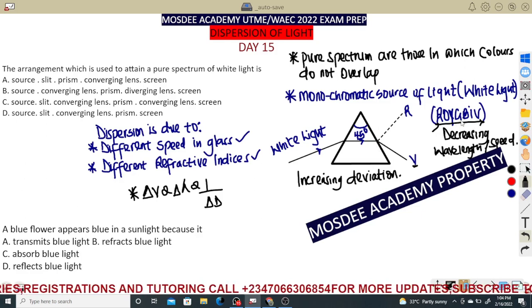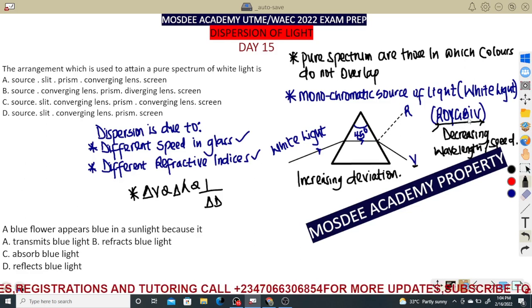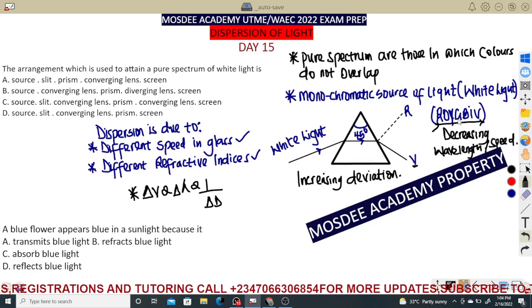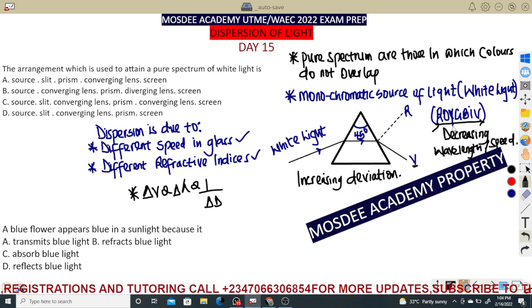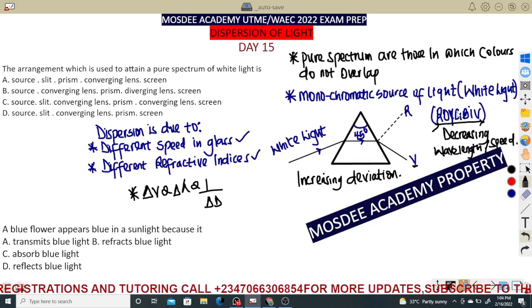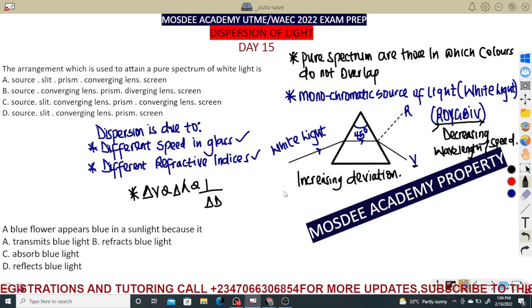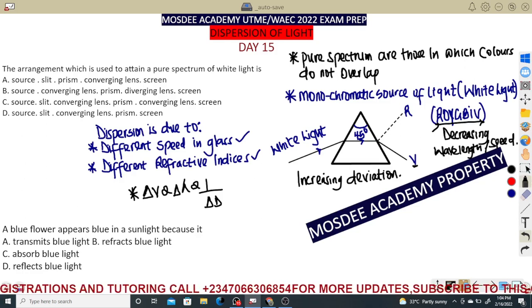So if I compare which one is more deviated between green and blue, what will be the answer? Blue is more deviated than green. I hope you understand this. It's just that wavelength is decreasing, but deviation is increasing if you are using WAEC. The same thing is also possible when you use a rectangular prism, which we call a glass slab.